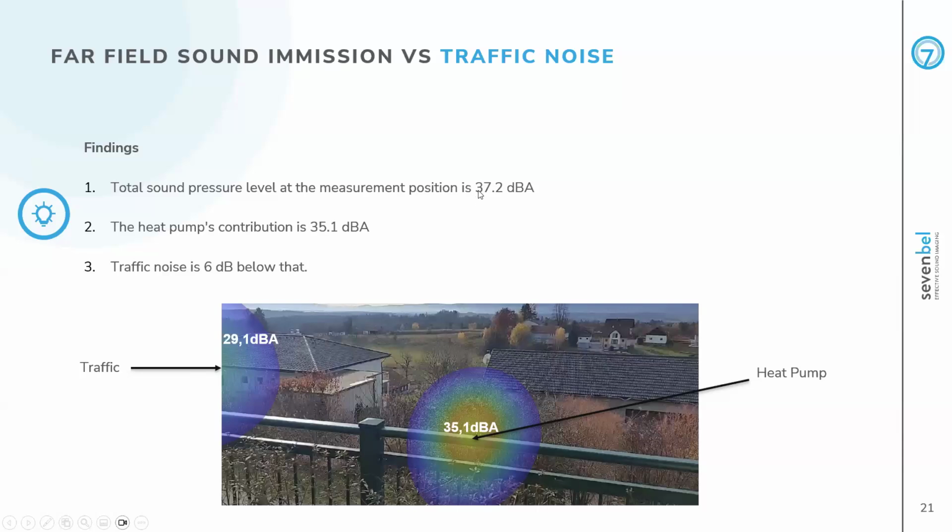The overall sound pressure level at the neighboring house was 37.2 dB. The heat pump contributes 35, so most of the noise at the measurement point is coming from the heat pump. It's a very straightforward, non-ambiguous conclusion. If there is somebody at fault here, it's the heat pump.